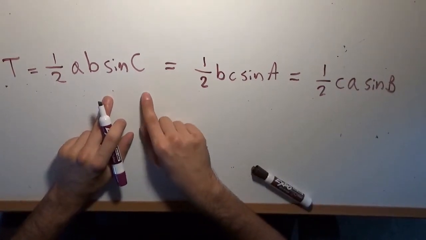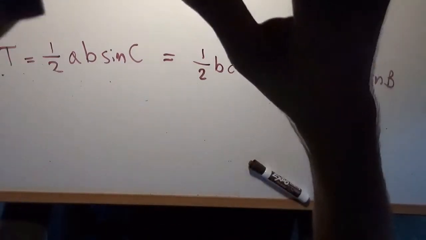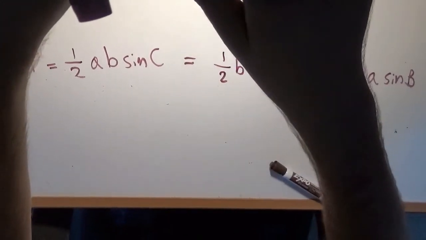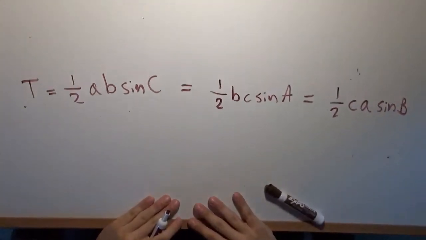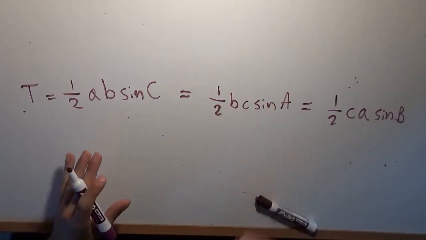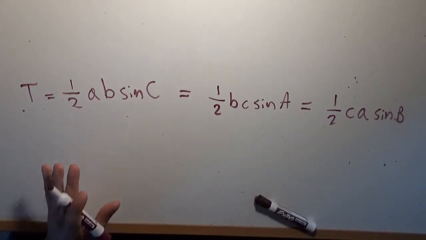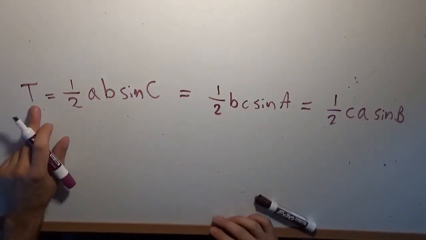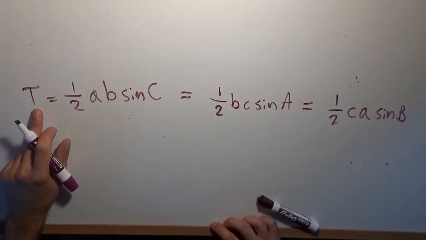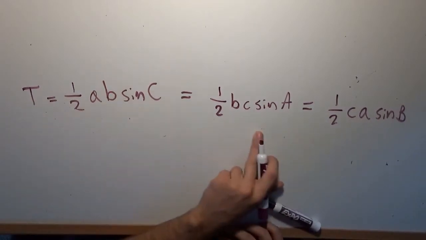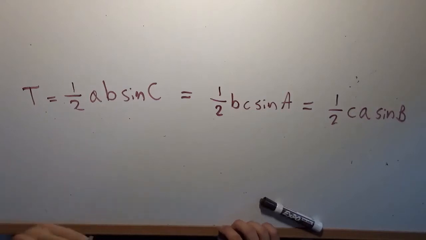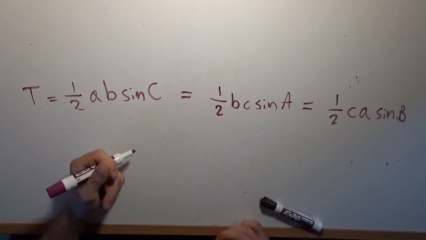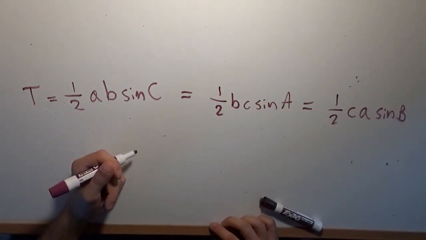Now, what I'm going to do is simply multiply all of them by a constant, right? So if they're all equal already, multiplying everything by the same number will keep them equal, right? So this is the area of the triangle, and what I'm going to do is multiply everything by 2 divided by a b c. Now that may seem a little weird, but watch what happens.